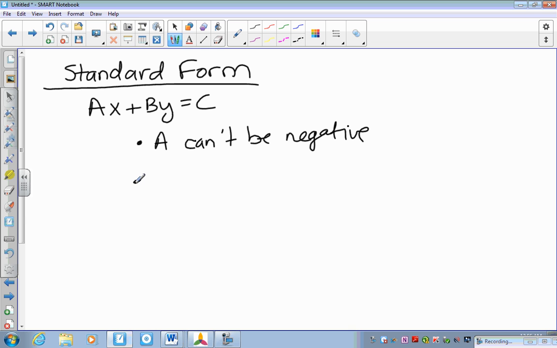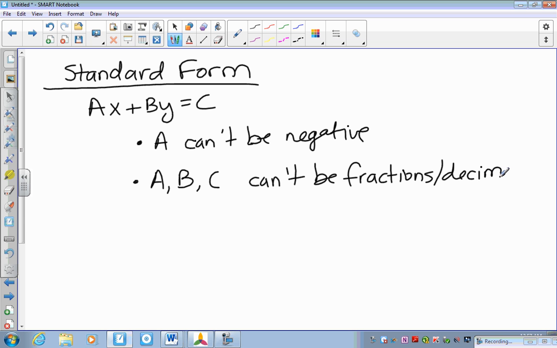Also, a, b, and c cannot be fractions or decimals. The reason why I say fractions or decimals is because I typically say fractions, but then some kids try to get sneaky and say, well, I'm using a decimal, but you guys learned in middle school that fractions and decimals are really representations of the same thing, unless it's irrational, which we talked about in chapter 0. So anyway, these cannot be fractions or decimals. So if you're breaking either one of these rules, then we have to rearrange the equation.